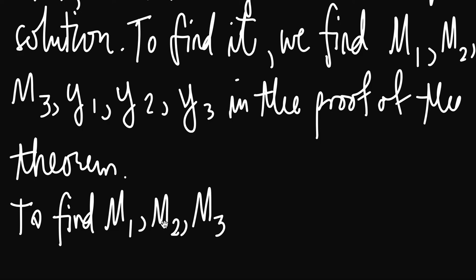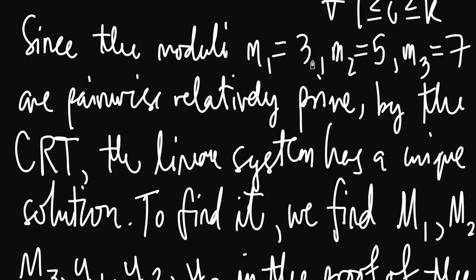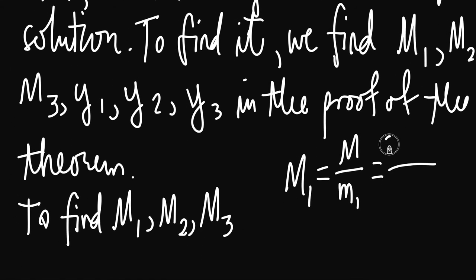So for instance, big M sub 1 can be thought of as equal to the product of all the moduli save small m sub 1. We know that the moduli are 3, 5, and 7. So we're going to put 3 times 5 times 7 all over the first modulus, which is 3. We can just cancel this 3 here, which leaves us 3 times 7, which is going to give us 35.